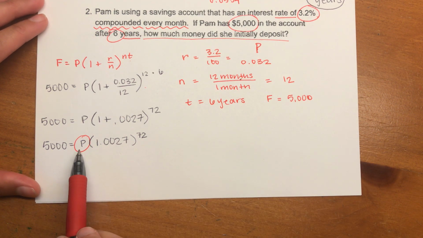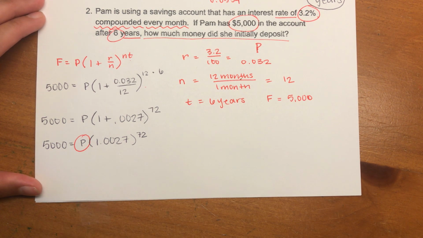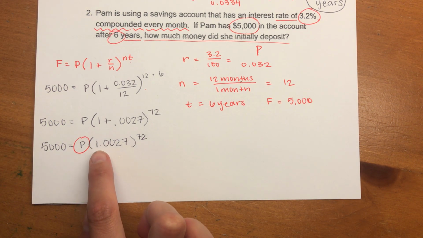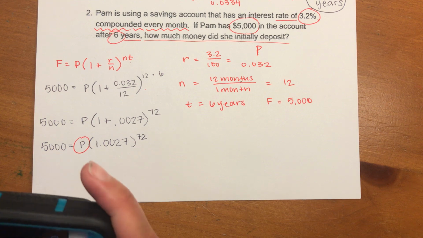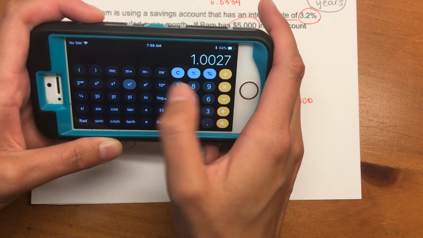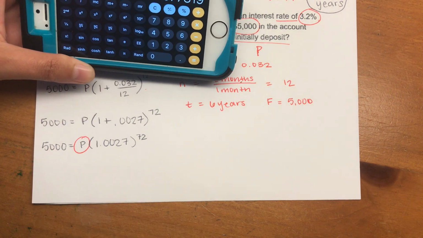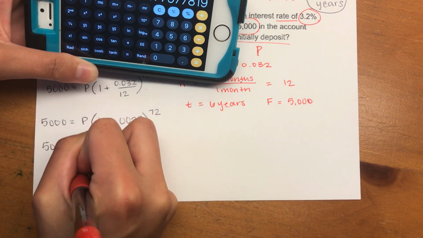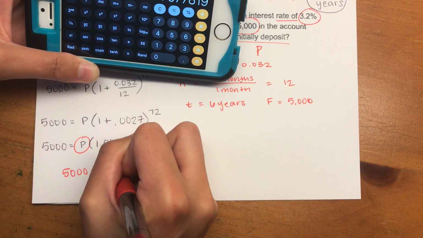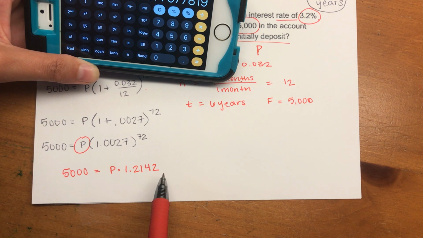In this case, since P is not an exponent, we can keep simplifying and solve for P using Algebra 1 skills, okay? So I can do 1.0027 to the 72nd power and get 1.2142, okay? So when I simplify this, I actually get 5,000 equals P times 1.2142. Can I solve for P now? Yes. How am I going to solve for P? If you said divide both sides by 1.2142, that's correct.